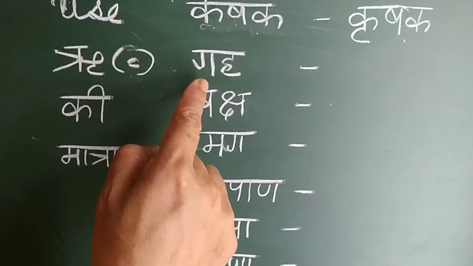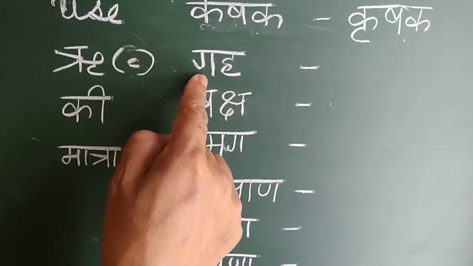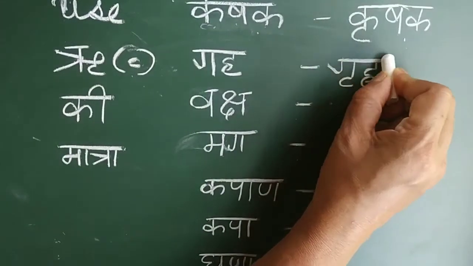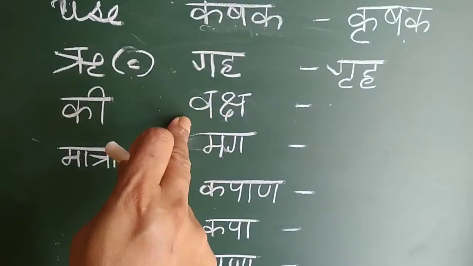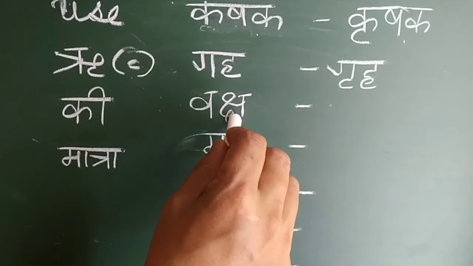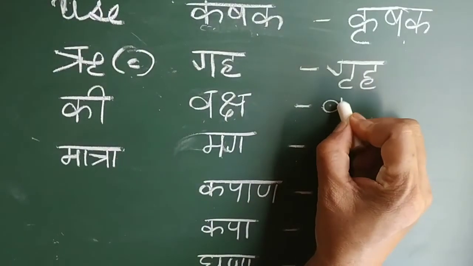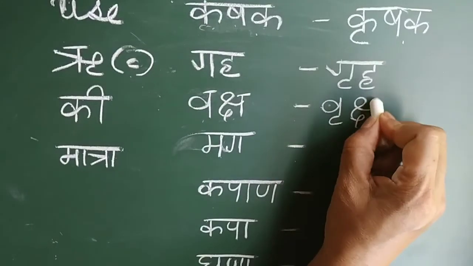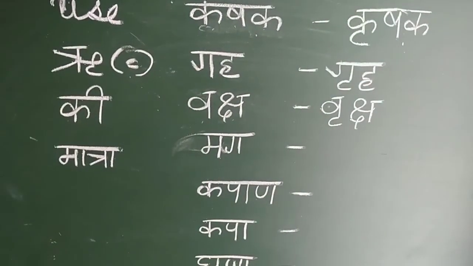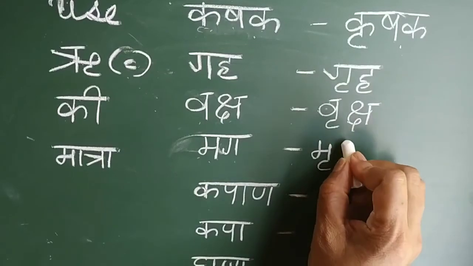See the next example. Gah. So below the first letter or second letter, where we have to add the symbol? Below the first letter, greh. So right here, greh. Greh means house. See the third one, vash. So now you tell me, below which letter do we have to add the symbol? First letter or second letter? Below the first letter. Then write ri, sha. Vrish. Vrish means tree. Okay, now look here. Mug. Mrug.